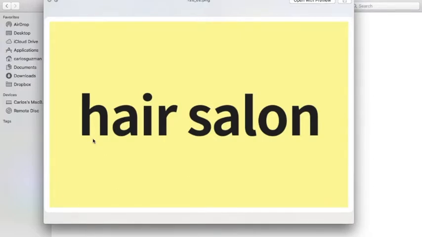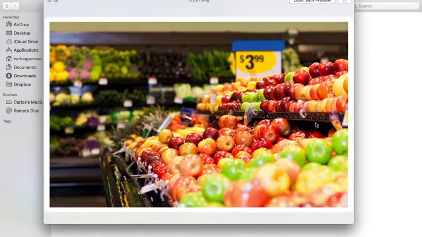So again, this is hair salon. Hair salon is where you go and get a haircut. Or if you want to change the color of your hair, you go to a hair salon. Okay, what is this next one?